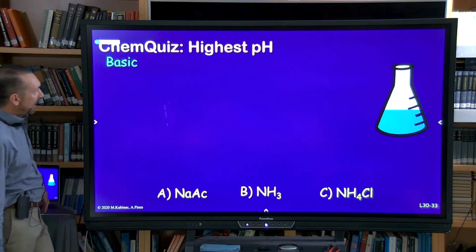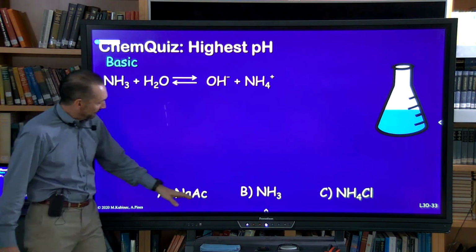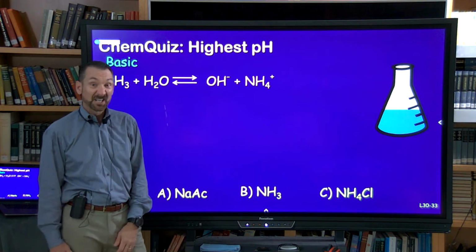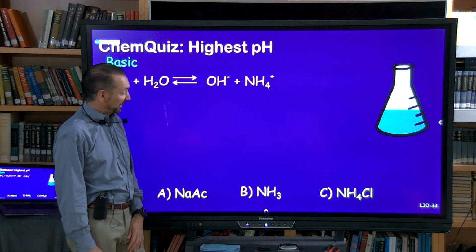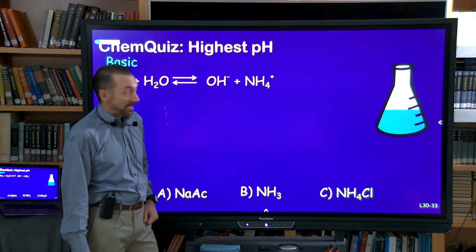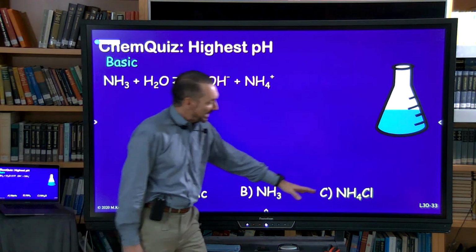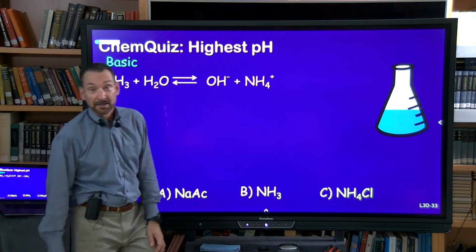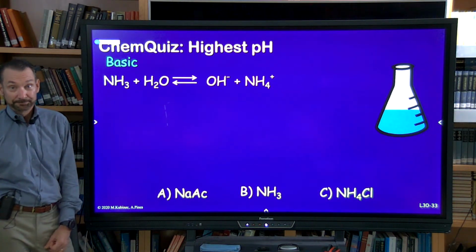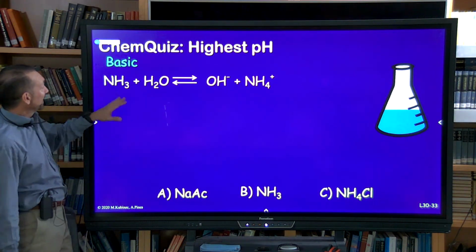So we can guess that that solution and that solution will be basic because we've been calling them bases. That's a weak base and that's a weak base. We can guess that maybe this one will be acidic because we were calling NH4 plus a weak acid. So we have some guesses.